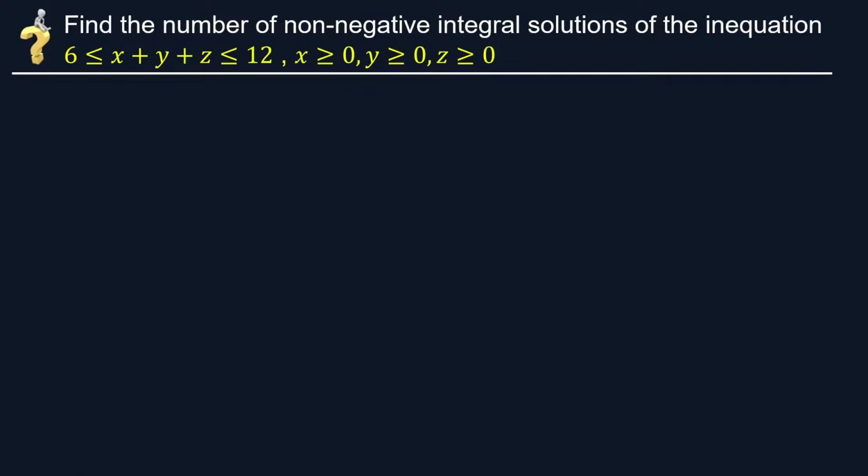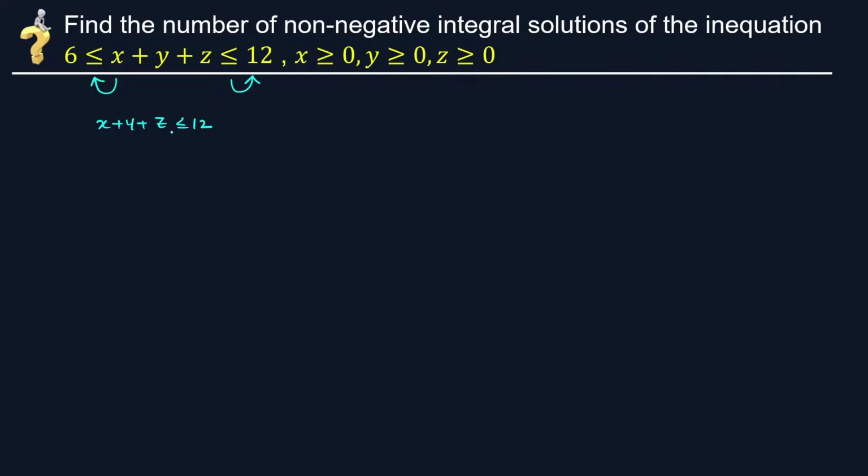See this question. Again, we have to find some non-negative integral solutions for this inequation. But in the previous case, we had only one boundary. In this case, we are having two boundaries. So what to do in this case? Okay, so first let us try to solve this one, and then we will talk about the left-hand side boundary.